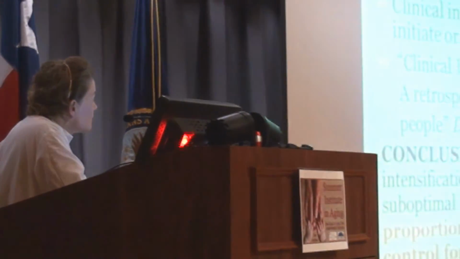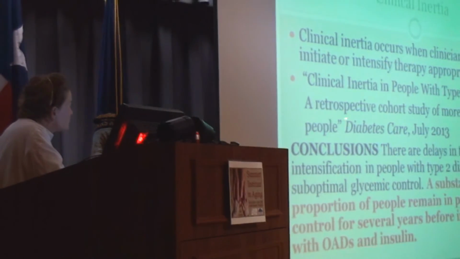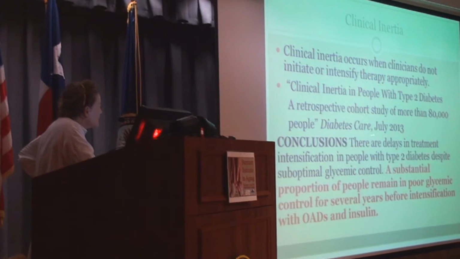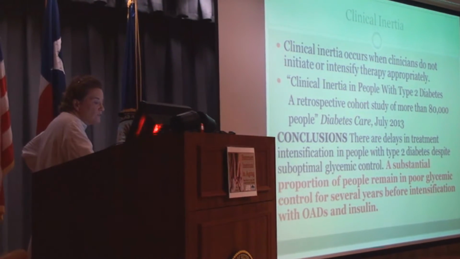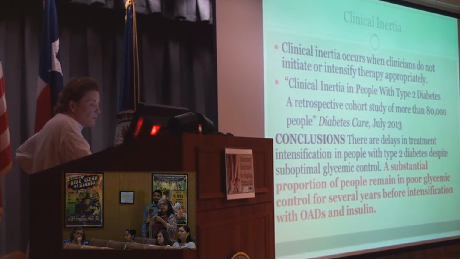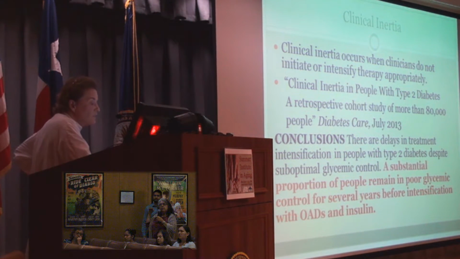So a study was actually done on clinical inertia in people with type 2 diabetes, a retrospective cohort study of more than 80,000 people published in Diabetes Care. Conclusion, no surprise: a substantial proportion of people remain in poor glycemic control for several years before intensification with either oral anti-diabetic drugs or insulin. So people tend to get stuck, and that's really, really common in this population.